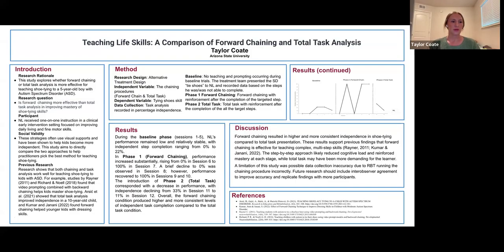The research question that was asked is: is forward chaining more effective than total task analysis in improving mastery in the shoe tying skill? Our participant, his initials are NL. He receives one-on-one direct therapy in a clinical setting, which is focused primarily on his daily living skills, fine motor skills, and then also some sensory alternative behaviors. Again, he is 5 and he has been diagnosed with autism.